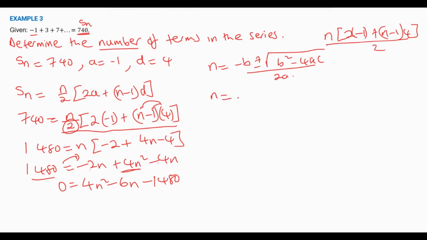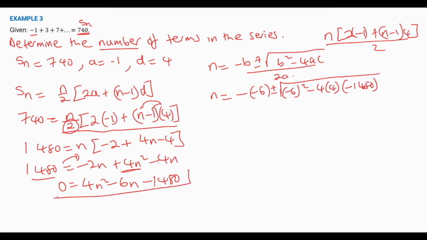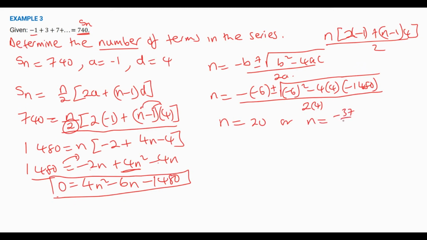Then n is equal to negative negative 6 plus or minus the square root of negative 6 squared minus 4, a is 4, then c is negative 1480. You could have also divided everything by 2 here, but since we are using the formula, it's fine, we can use it as it is. We're going to divide everything by 2 when we're factorizing. And then 2a, our a is 4, like that. Then you can use your calculator. n is equal to 20, or n is equal to negative 37 over 2.